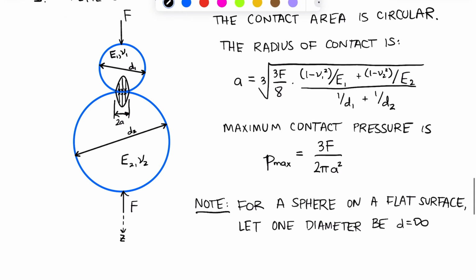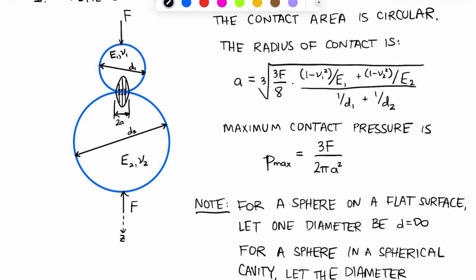Also, these equations work for a sphere in a spherical cavity. All we have to do is let the diameter of the cavity be a negative number, and then we can use the same formula to solve for a sphere in a spherical cavity, which maybe would be the case if we needed to model the contact between a ball and a socket joint.